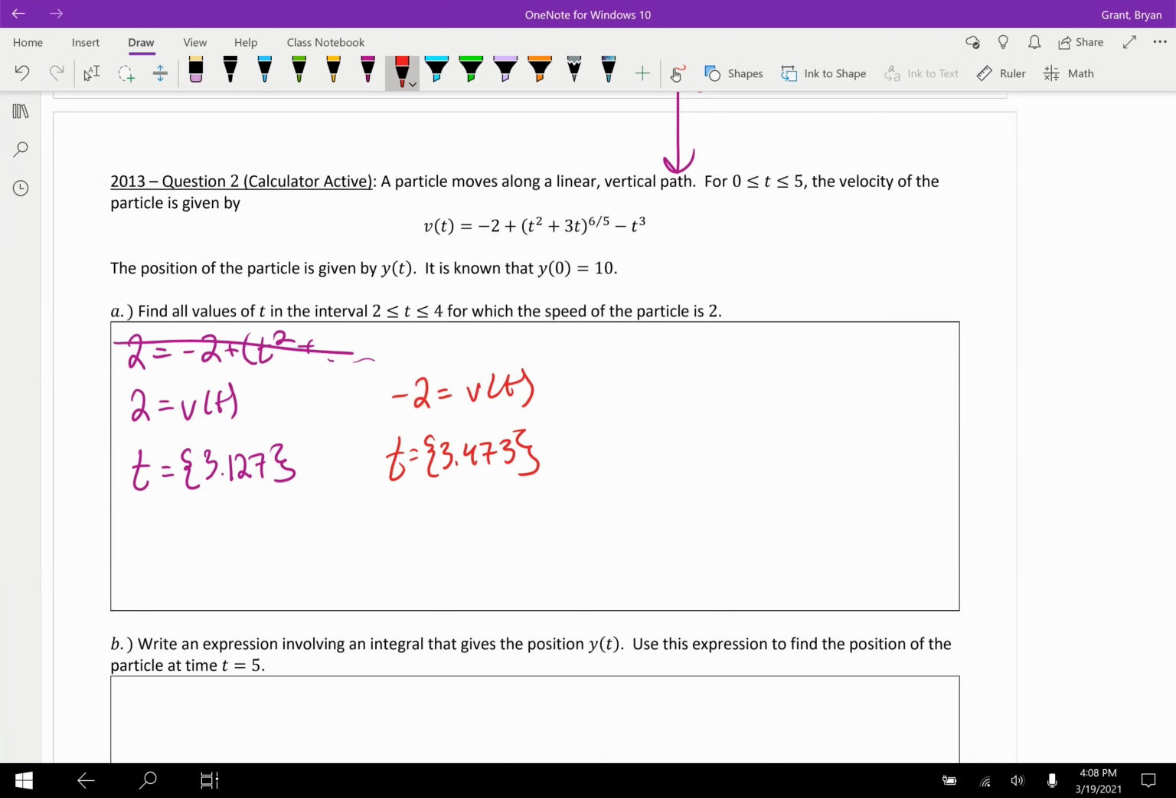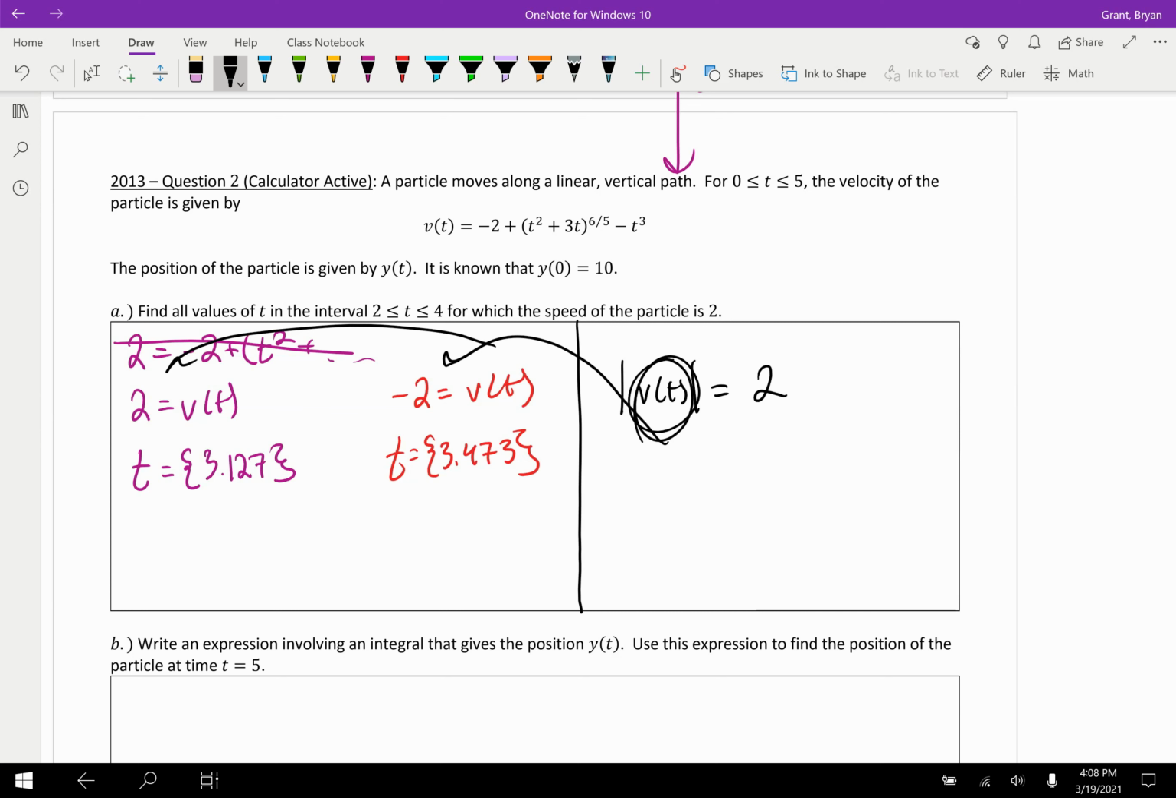There we go. This would get you both points. However, you might remember that there is a faster way to solve an equation equal to both positive and negative. Instead of having two different equations, we can find the absolute value of velocity and just set that equal to positive 2. Because the way you solve absolute value equations is you take the interior and set one equal to the negative and one equal to the positive.